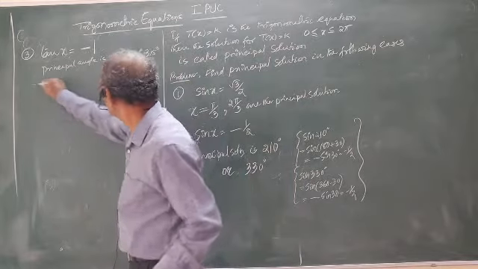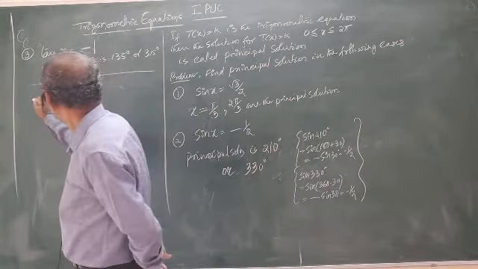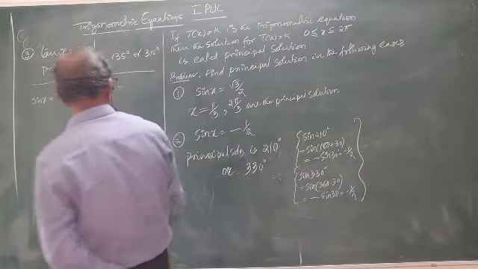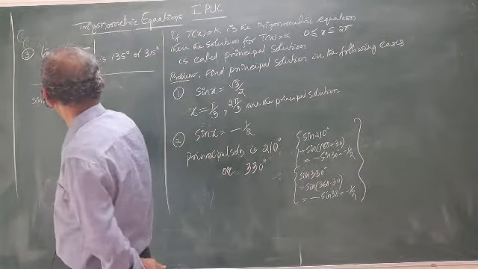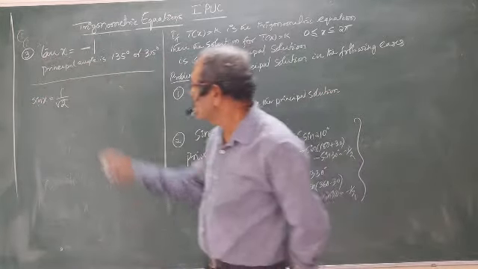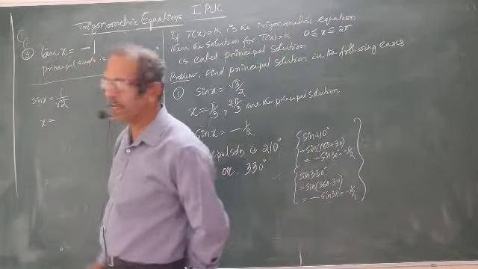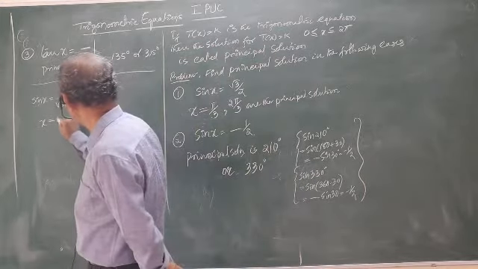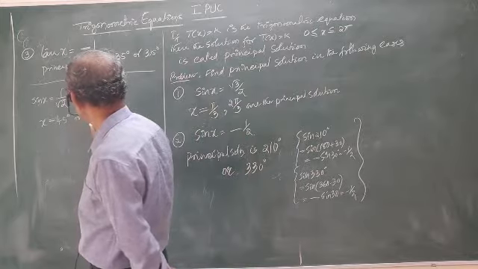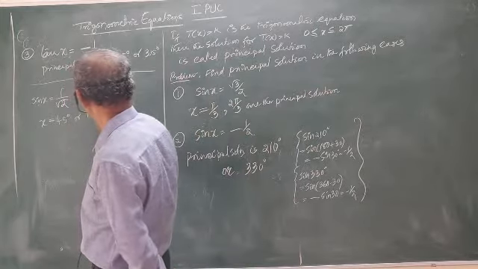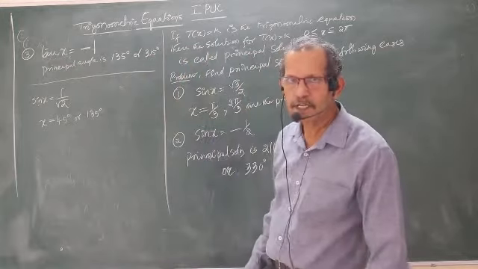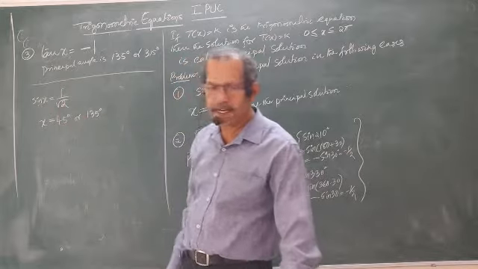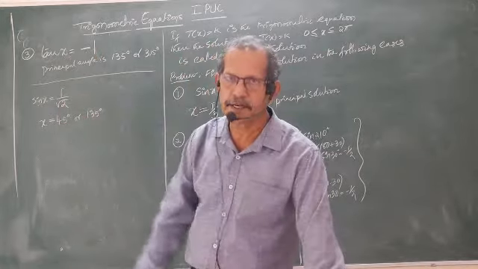Right? Next, sin x equal to 1 by root 2. Let me take 1 by root 2. What are the solutions? Principal angle x equal to 45 degree, or, sin is positive, 135 degree. These are the two angles. For third and fourth quadrant it will be negative, so they are not the answers. 45 degree and 135 degree are the solution of this, the principal angles.